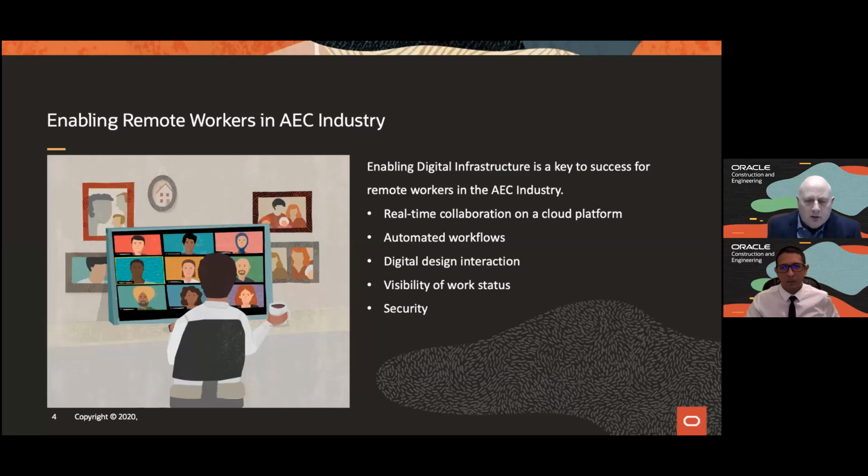And then absolutely important is security. Security of data, security of access, security of personal information. We cannot overemphasize security on a system like this at all.